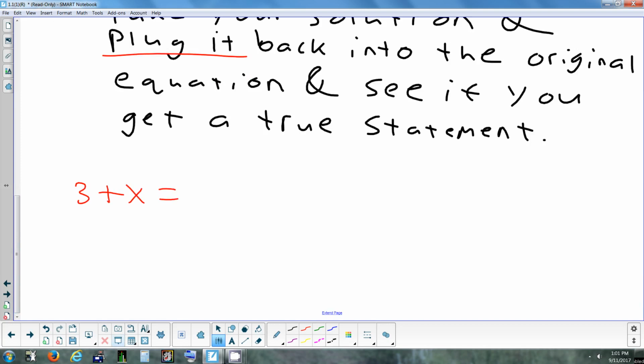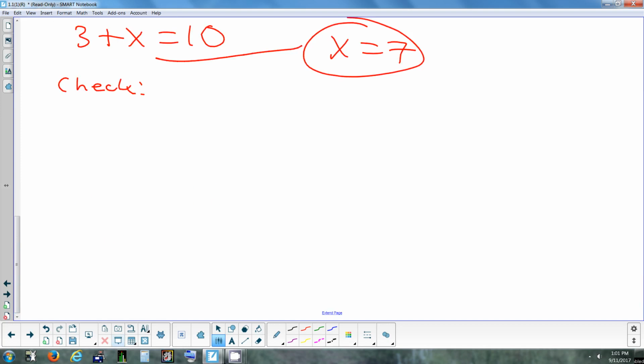So let's say you had something like this, and you got this as the answer, which is correct. The way you would check it, take 7, fill it in for x, and watch what happens. You get 3 plus 7 on the left, you get 10 on the right. I'm going to put a question mark there. What is 3 plus 7? 10. So you get 10 equals 10. That's what happens when you check an answer and it's right. You get something that is true.